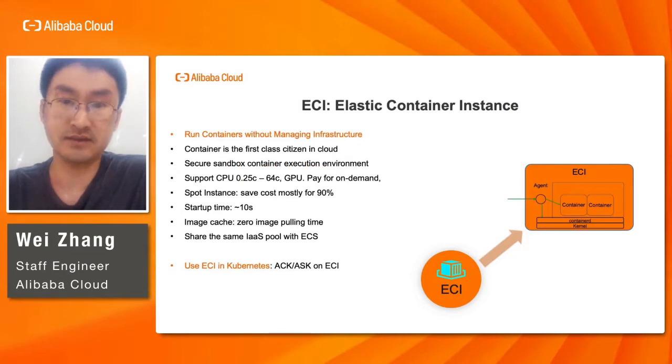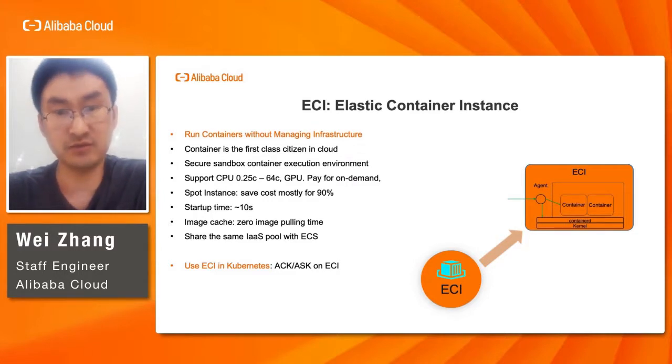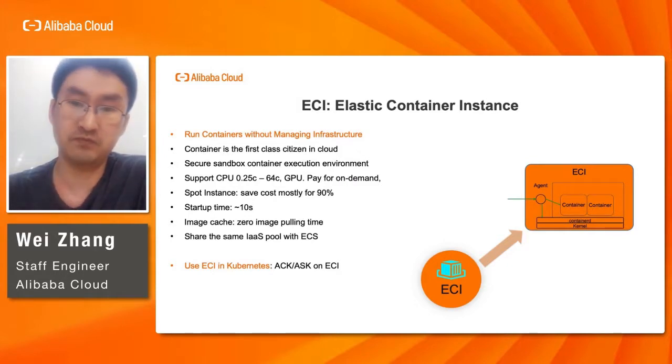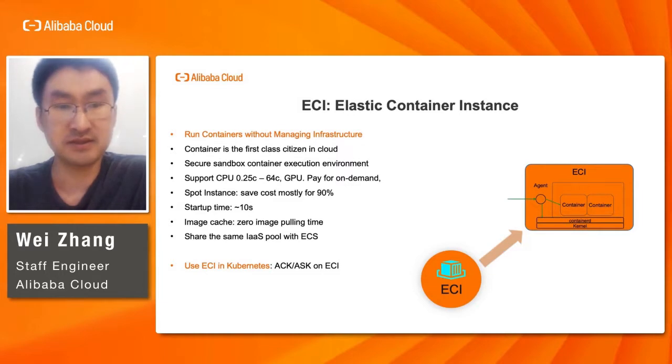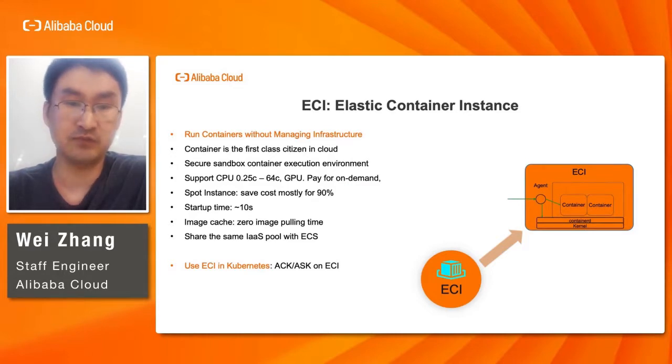ECI means Elastic Container Instance. It simply means we can create a container without managing the underlying infrastructure. Before ECI, we had to purchase an ECS virtual machine to deploy a container. With ECI, no ECS purchasing and provisioning is needed. A container is the first-class citizen in public cloud. Each ECI is completely isolated and runs in a sandbox execution environment.